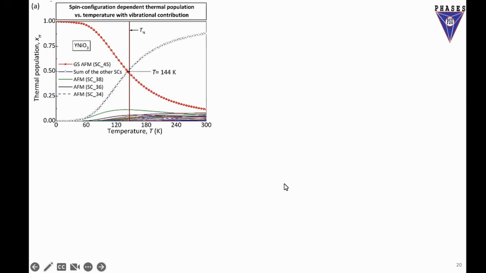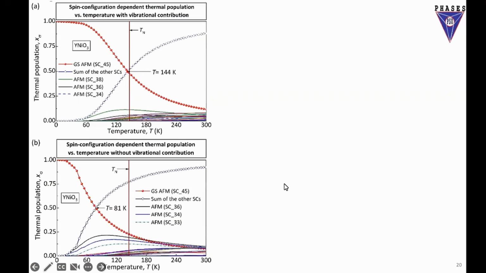Now we get the total energy, free energy. We can take the standard statistical mechanics, right? If we take the same calculations but use the standard statistical mechanics, the transition is at 81 Kelvin. So that's one of the reasons why, even though we have all the tools, our prediction is still off from experiment.